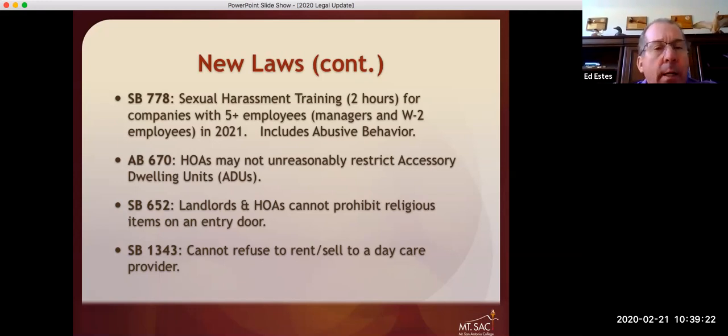Senate Bill, let's see, 1343, you cannot refuse to rent to or refuse to sell to a daycare provider. So it sounds like daycare providers may now be entering into the area of a protected class. More to be seen what happens with the legislature at the next term. Before we go to the next slide, Emily, I think we have a question out there.